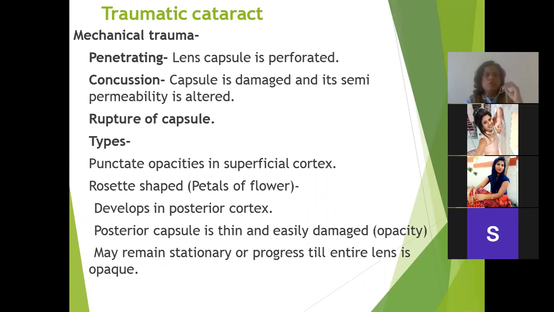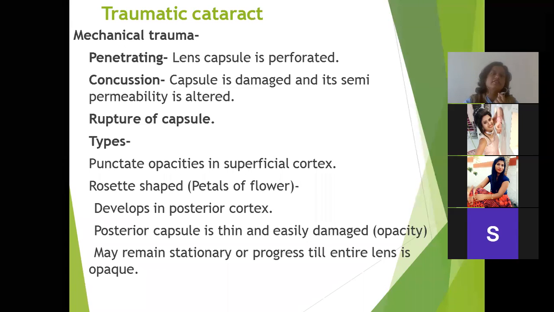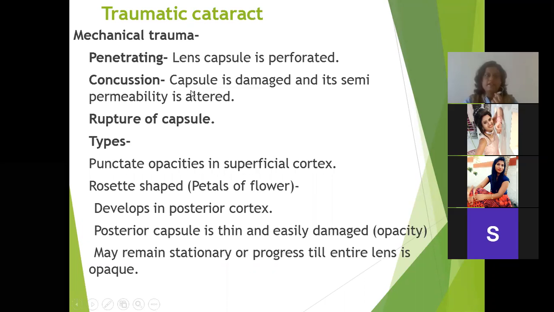Then next is the traumatic cataract. When we see a traumatic cataract, it may be due to concussion or penetrating injury. Penetrating is when the lens capsule is perforated, and concussion is when the capsule is damaged and its semi-permeability is altered. Then, next is the rupture of the capsule.